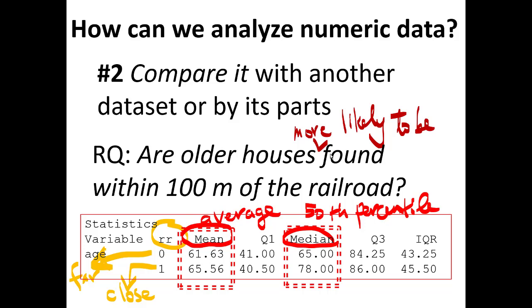And this illustrates how something as simple as a mean, or slightly more complicated, a median, can be used to compare two groups of, in this case, houses, where you're controlling for whether they're close or far away from the railroad. And I believe this is the end of this particular section.